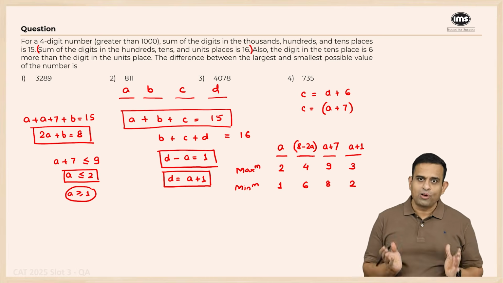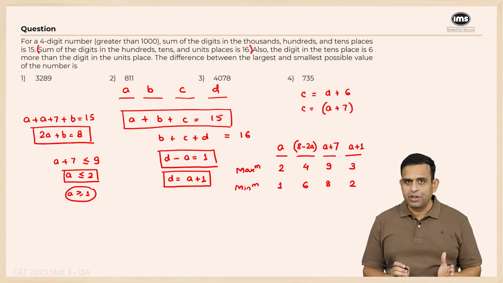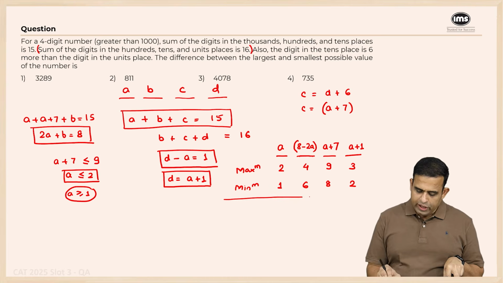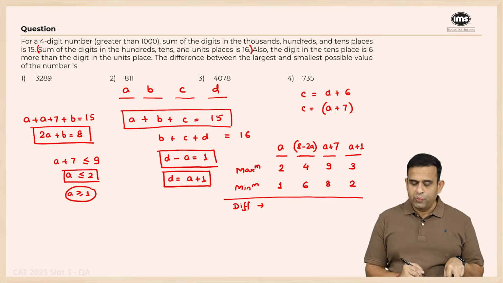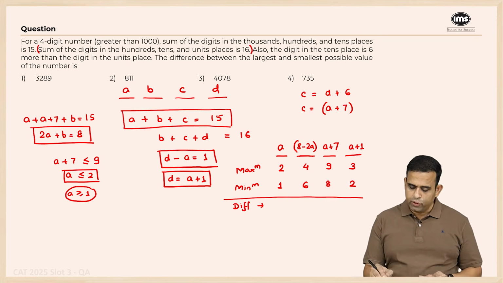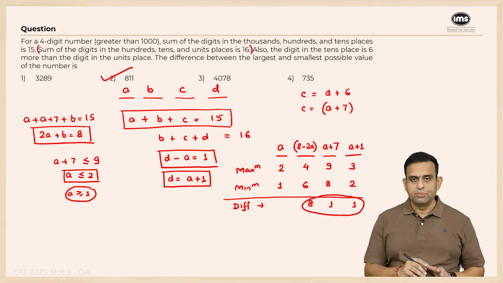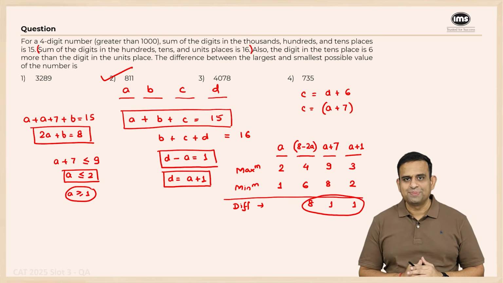Understand, there are only two possible numbers with the given conditions. One of them is the max, the other is the minimum. And if I look at the difference, because ultimately they want to find the difference between the max number and the least number: if you do a subtraction, 3 minus 2 is 1, 9 minus 8 is 1, 24 minus 16 happens to be 8. So the required difference came out to be 811. Option number 2 is the answer for this question.